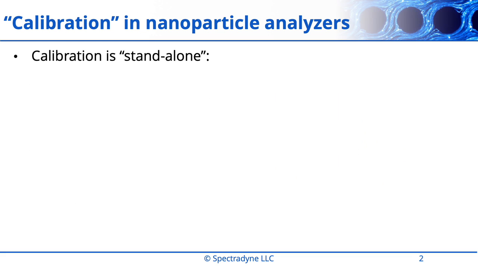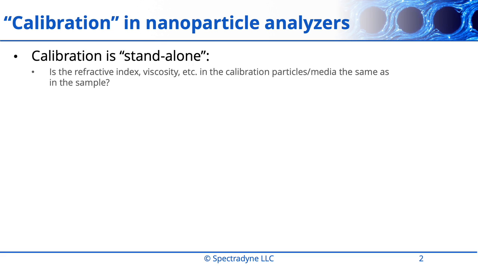All nanoparticle analyzers are calibrated in a similar method. This is a standalone procedure that takes place independent of any actual sample measurements. So in some instances, an instrument can be accurately calibrated, but not necessarily producing accurate results when measuring a real sample. For example, differences in refractive index, viscosity, etc. between the particles and media in the calibration versus the sample may cause inaccuracies in the sample measurements themselves.